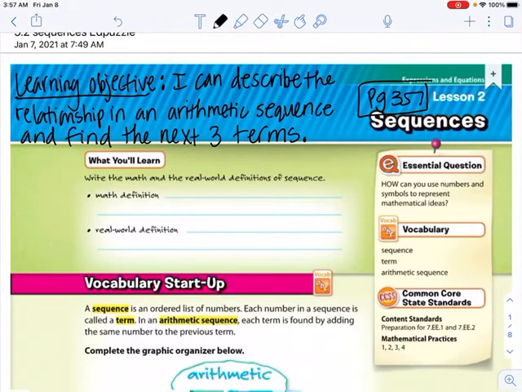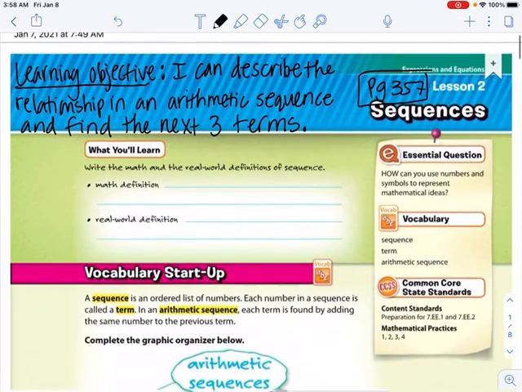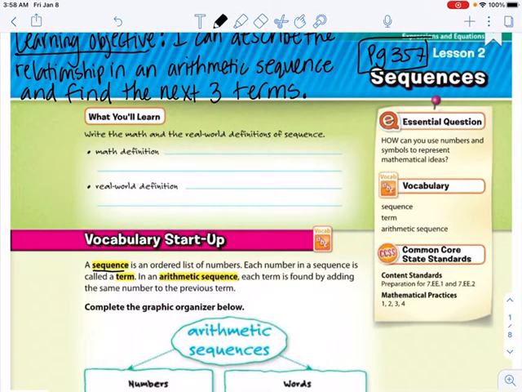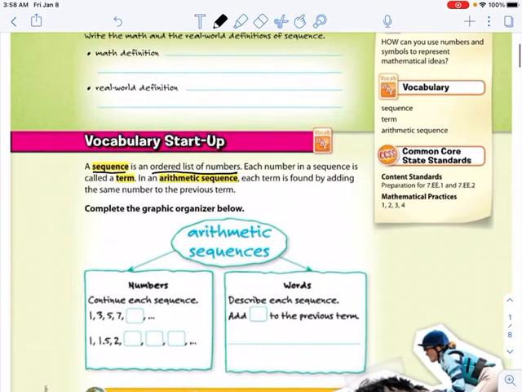Hello, mathematicians. So in your math book, go to page 357. And today you guys are going to be learning about sequences. And so what a sequence is, it's an ordered list of numbers. So kind of like what you see right here. So that would be a sequence.